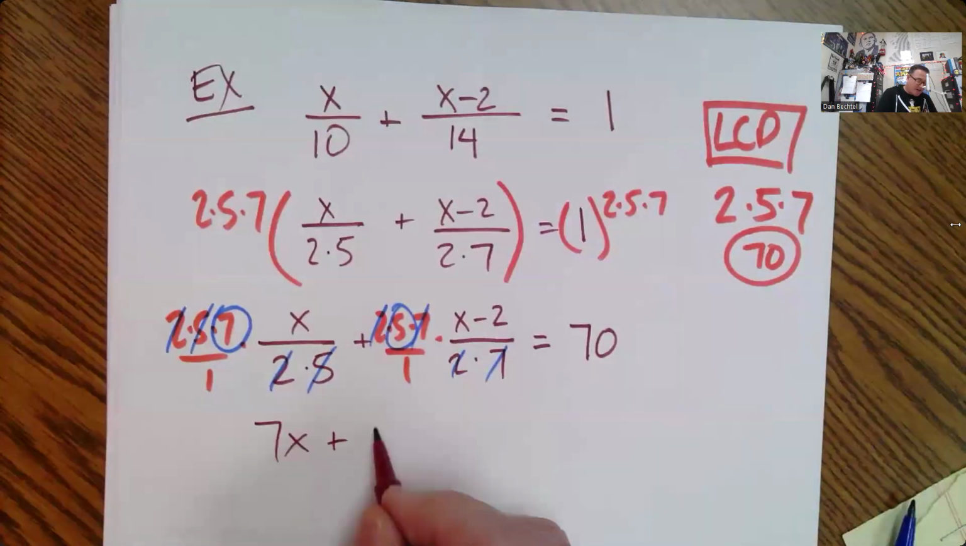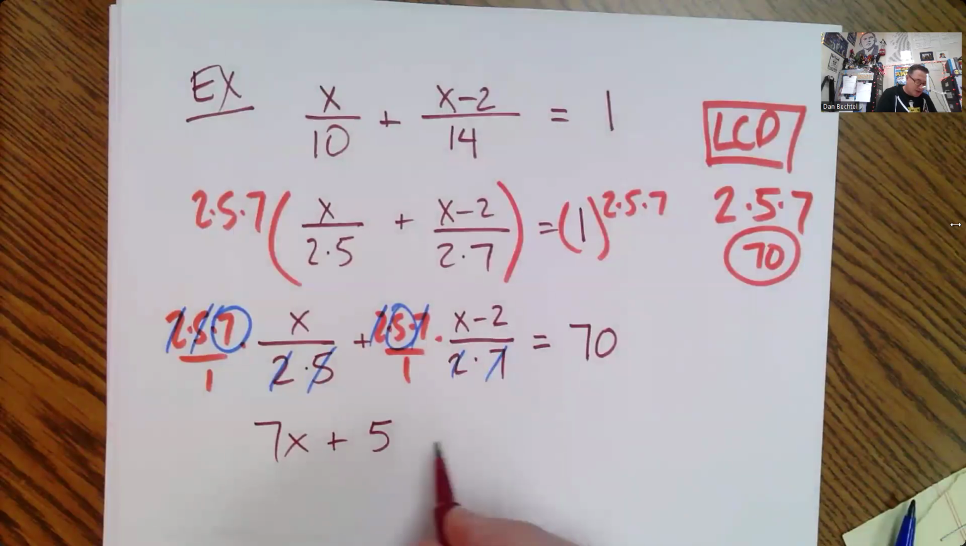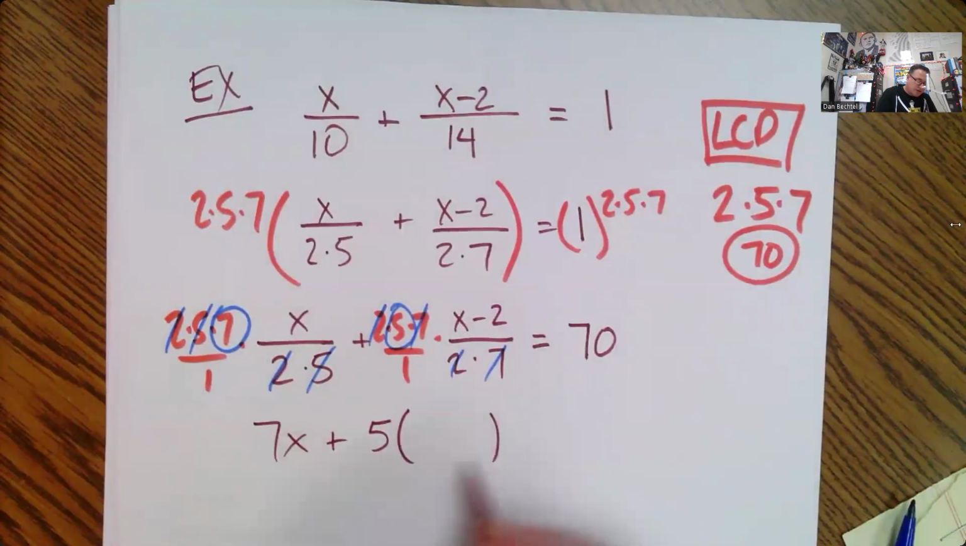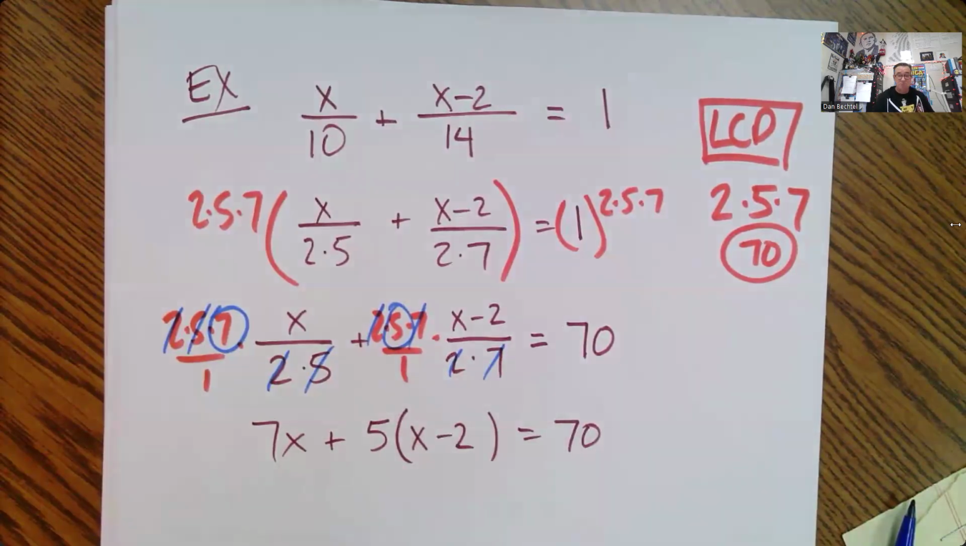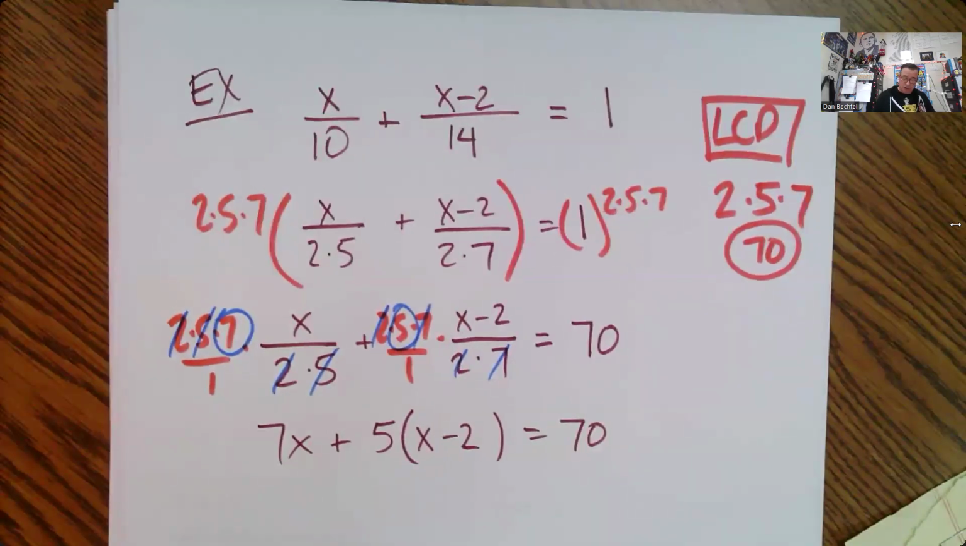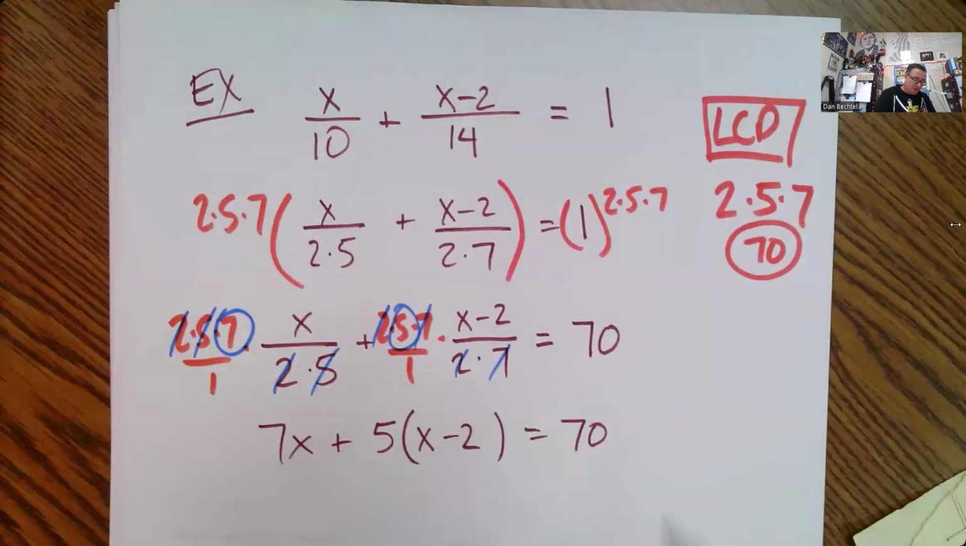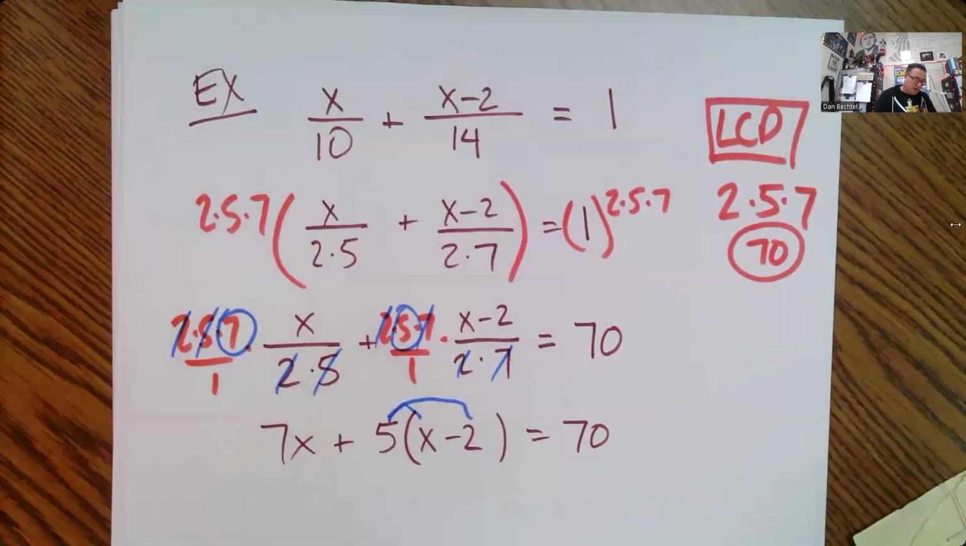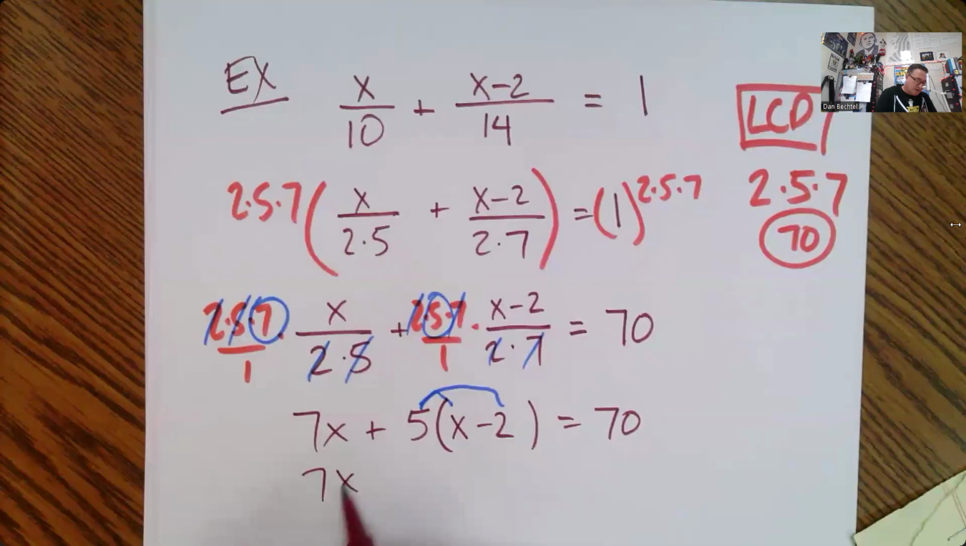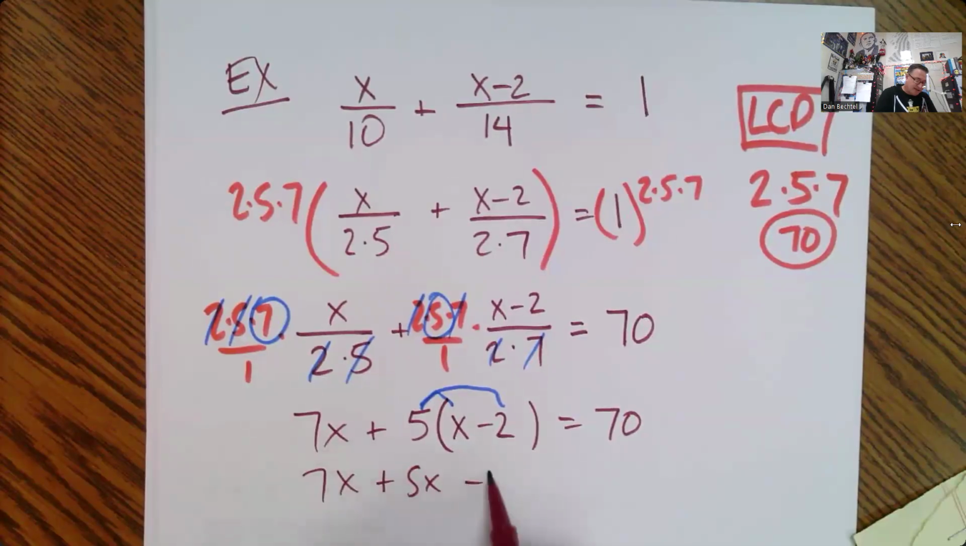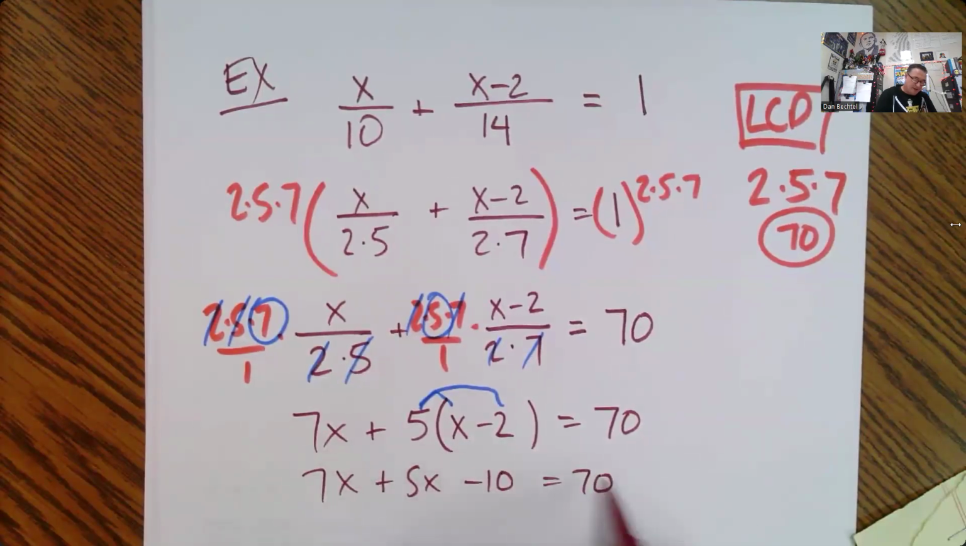So I'm going to have 5. And since there's 2 terms here, I've got to put it in parentheses. X minus 2 is equal to 70. And so now I'm just solving. So, all right, I simplify here. I'm going to distribute there. We're going to get 7x plus 5x minus 10 is equal to 70.